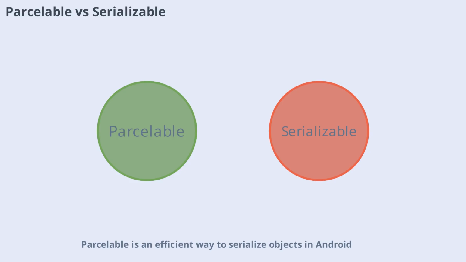Parcelable is an efficient way to serialize objects in Android, designed for passing data between activities or fragments. It avoids reflection, making it faster and more memory efficient than Serializable, which is a Java standard interface. Use Parcelable for Android-specific tasks and Serializable for simpler, non-performance-critical scenarios. Understanding the difference ensures optimal data transfer and resource usage in your app.